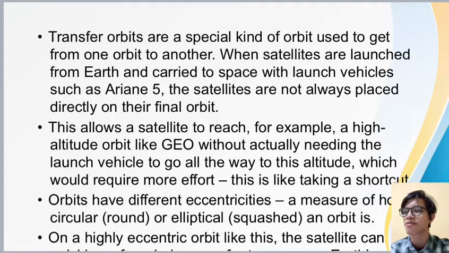When the payload reaches the apogee at the GEO altitude of 35,786 km, it fires an engine in such a way that it enters onto the circular GEO orbit and stays there, shown by the red line in the diagram.